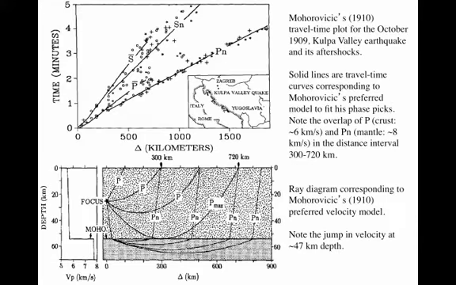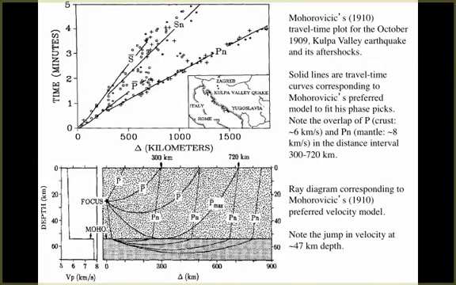These are the travel time plots for that earthquake that Mr. Mohorovičić plotted up. And these show a P wave here and a PN wave here that are the different P waves that are generated from an earthquake focus. The P waves are those that travel through the crust. The PN waves are those that actually travel through the mantle.